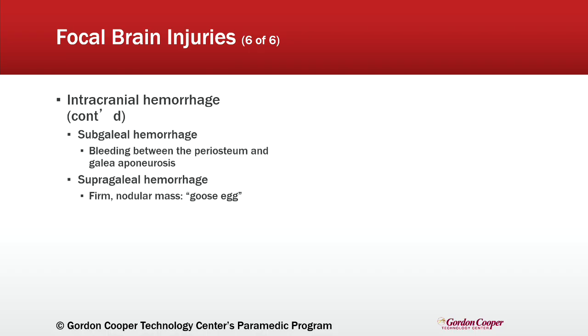A subgaleal hematoma is bleeding between the periosteum and the galea. It can cause enough blood loss to lead to hypovolemia in infants. A subgaleal hemorrhage is a firm nodular mass, and the phrase goose egg is an idiom used to describe it. So we've probably all had one of those in our lifetime at one point or another, but realize with infants it can be a serious thing. They can lose enough blood to cause hypovolemia.